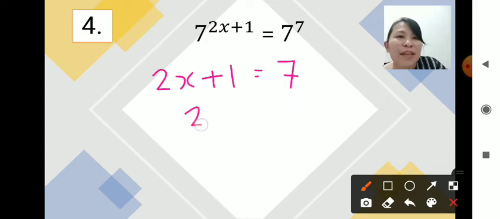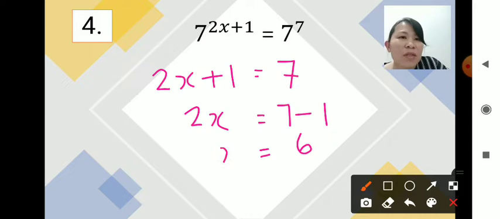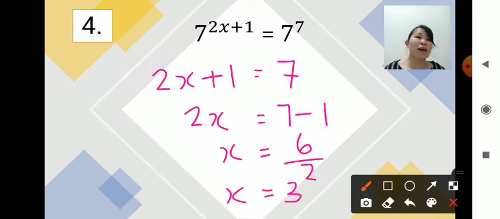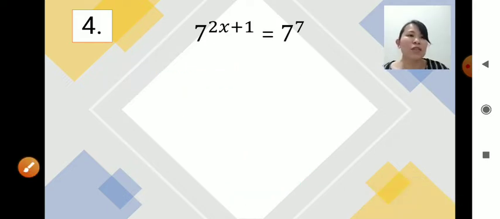So how to find x? We move plus 1 first. It becomes minus 1. So this is equal to 6. So x will be equal to 6 divided by 2. So x will be equal to 3. So this is how you find the value of x. Move on to the next question.